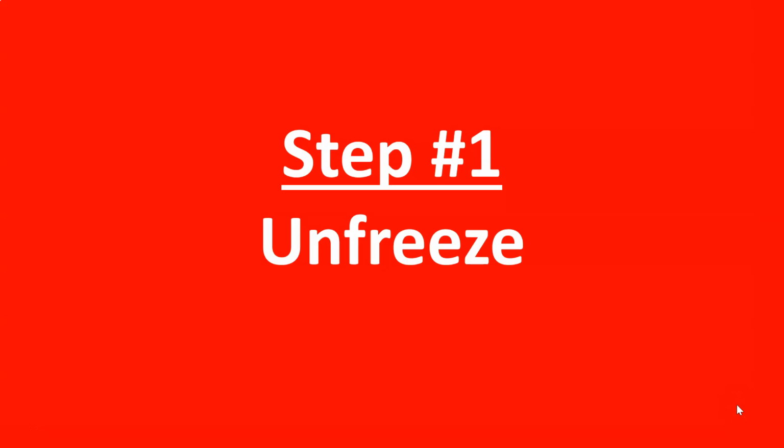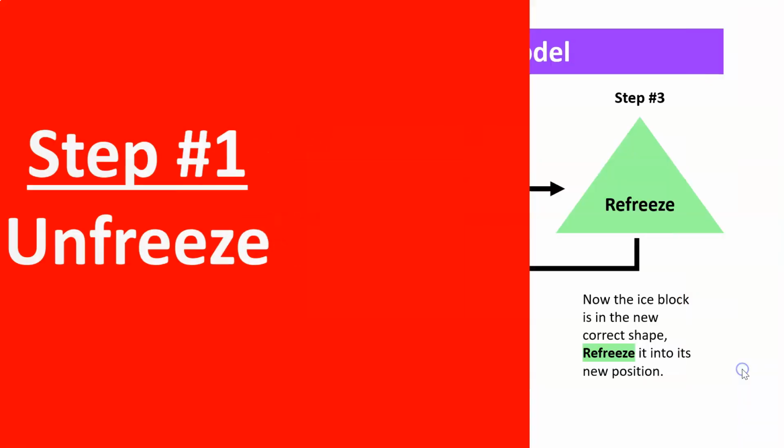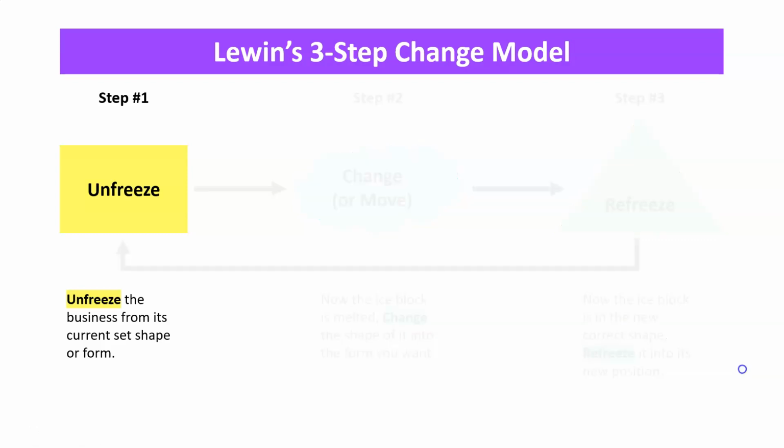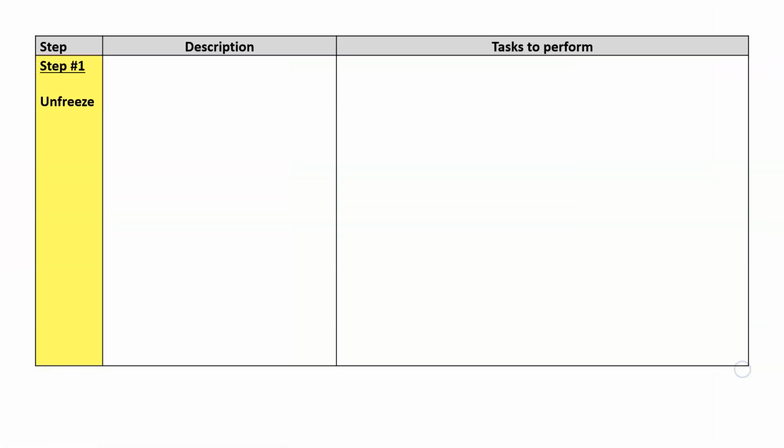The first step in Lewin's three-step change model is unfreeze. So we're going to add the entire model there, and we're just going to look at the first one, unfreeze. Unfreeze the business from its current set, shape, or form. We need a bit more of a fancy description than that. So what do we mean by unfreeze?